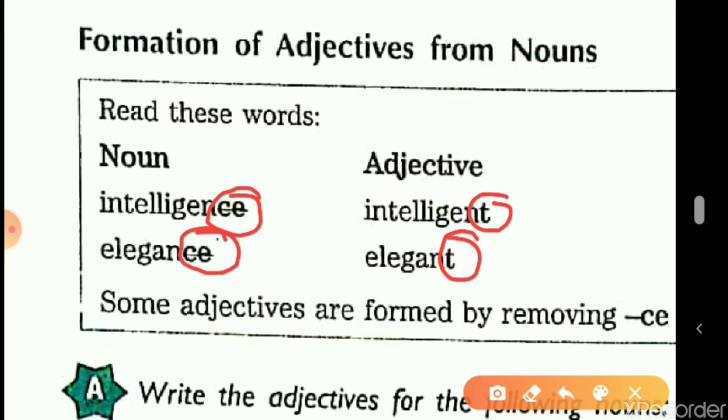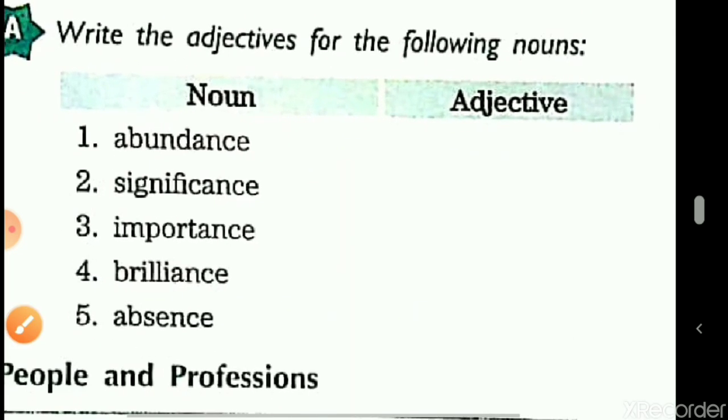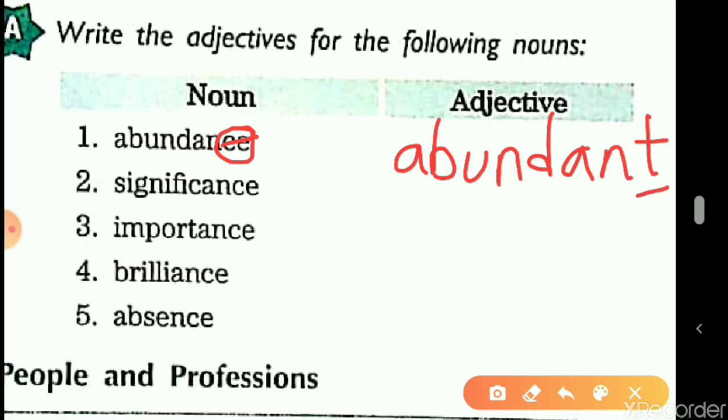Now same way we have to do the exercise. Now children, the first word is abundance. We need to make these nouns into adjectives. अभी abundance में what we have to do, we need to remove the c. ये c को हम हटाएंगे तो हमारा adjective क्या हो जाएगा, abundant. इंस्टेड ऑफ c हमने क्या ऐड किया बेटा, t. तो abundance का हमारा adjective क्या हो गया, abundant.